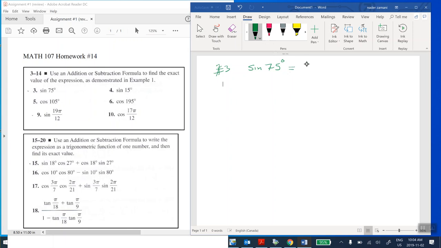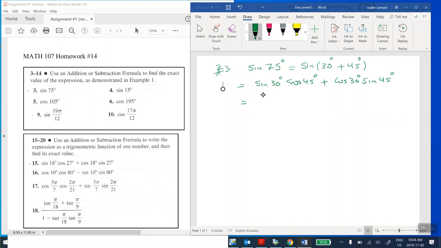So I'm going to write this thing as sine of, I have to write it as two angles for which I recognize the sine and cosine. For example, 30 degrees plus 45 degrees. Okay, so now we know that based on the formula for sine of the sum of two angles, this is sine of 30 degrees, cosine of 45 degrees, plus cosine of 30 degrees, sine of 45 degrees. This is the formula for sine of A plus B.